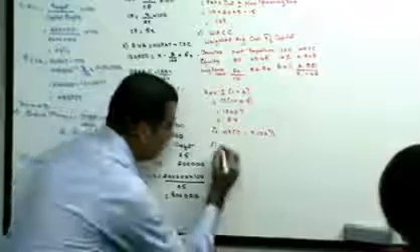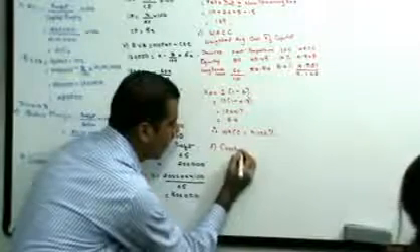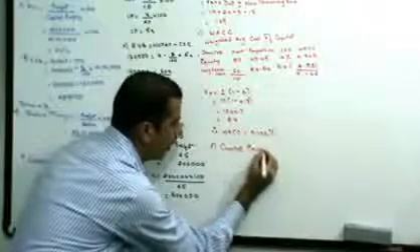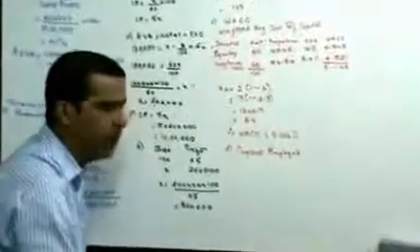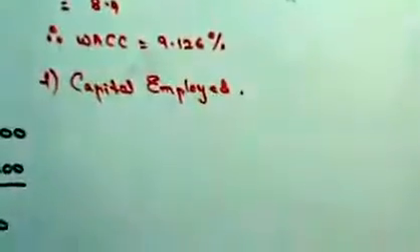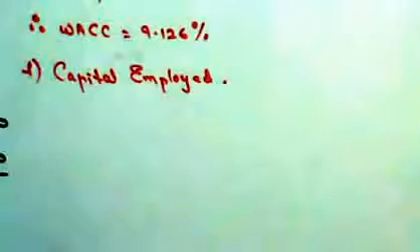Next, I need to find out capital employed. Right? Now, capital employed, I'll show you capital employed by two methods. One, if I use my vertical analysis, what is capital employed? Capital employed is my total sources, which is nothing but equity share capital plus preference share capital plus reserves and surplus plus loan funds, which is comprised of long-term loans and short-term loans. That's as per my vertical analysis.